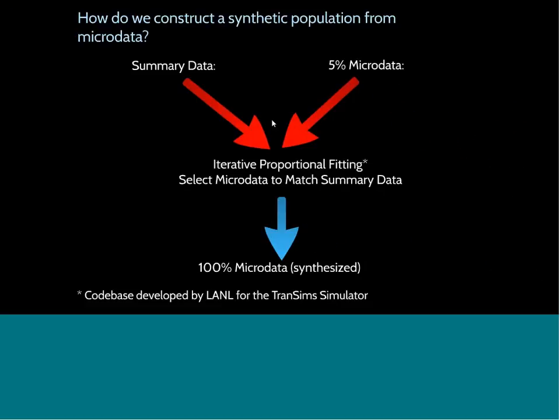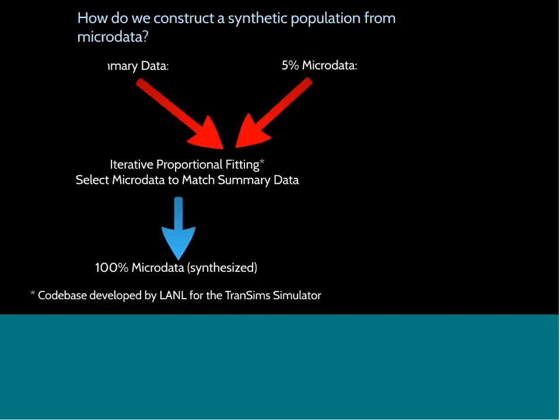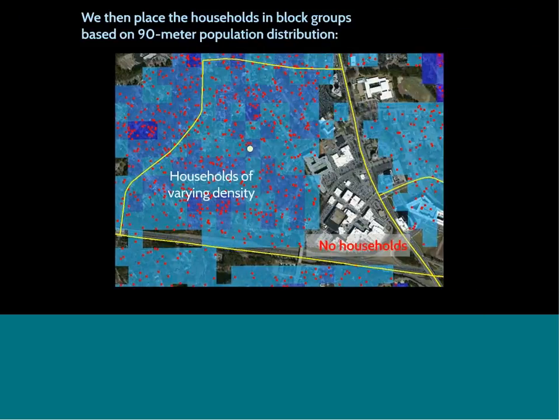So summary data, which is the ACS counts by block group, and the 5% microdata, which is the actual records we use. We actually replicate those records, but we select them to match the summary data. We use this iterative proportional fitting, and we create the 100% microdata synthesized from those 2 sources. So it's not completely accurate. We don't have a source of all of the records, so we have to simulate it. We have to do our best to select the right records to match what the census aggregated data counts are.